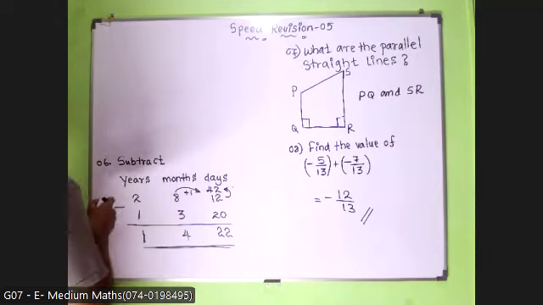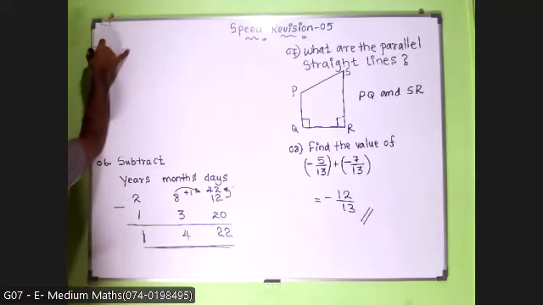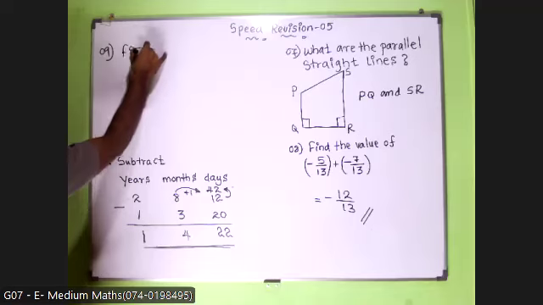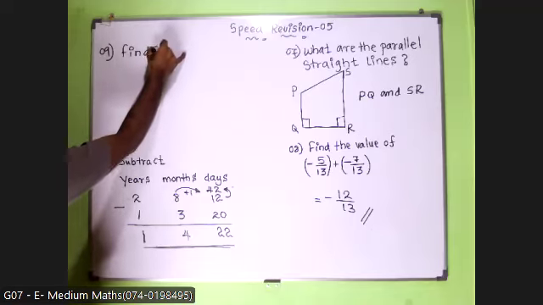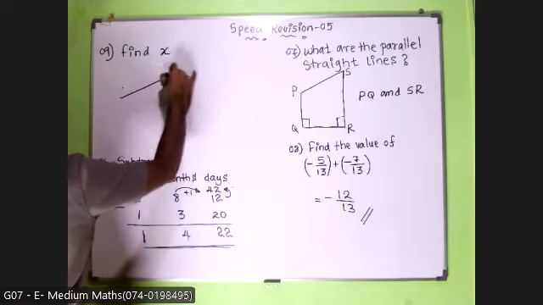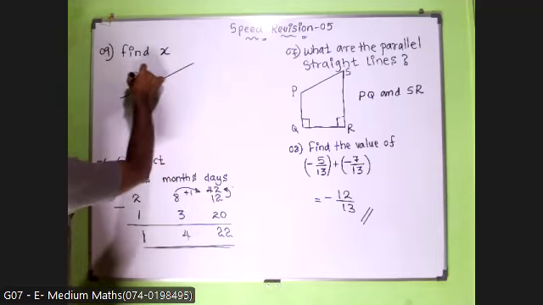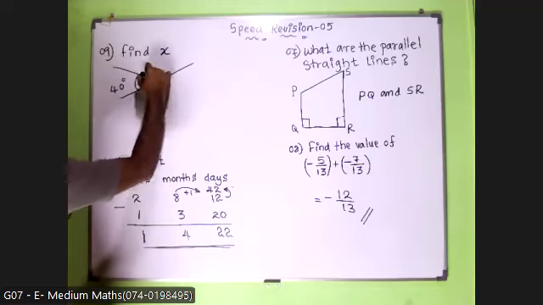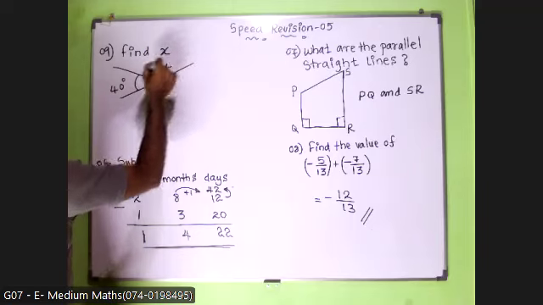Question 9. Find x. This is a straight line, and this angle is 40 degrees. This is x. We have to find x, right?